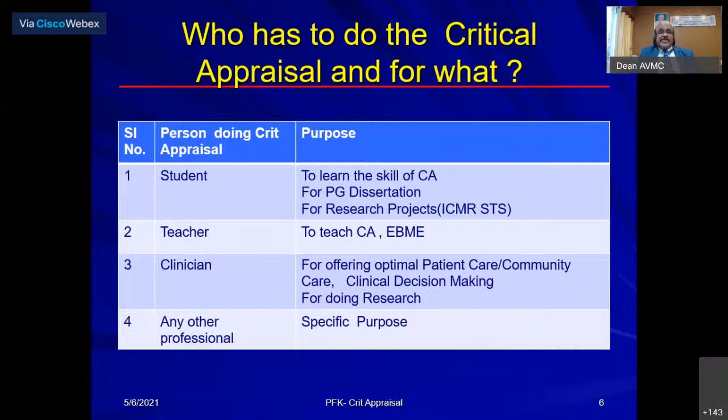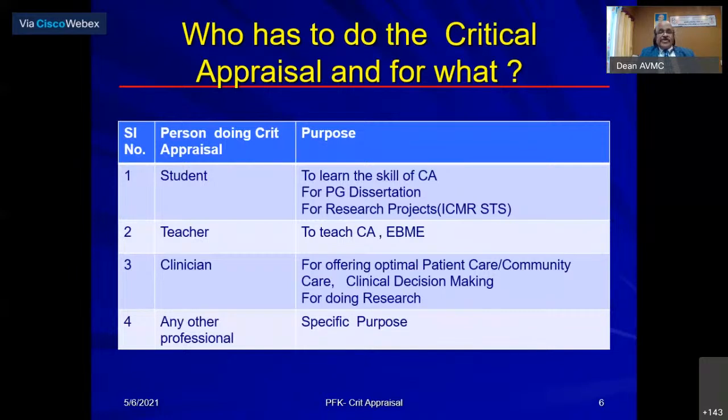And this is the table I made here: why the student does the critical appraisal, why the teacher does, why the clinician does, and any other professionals. The student will be doing that in the learning phase of how to do critical appraisal, especially the postgraduates. It is one of the important modes of instruction of the postgraduate curriculum, with weekly journal clubs. And it is also a very important component of the PG dissertation.